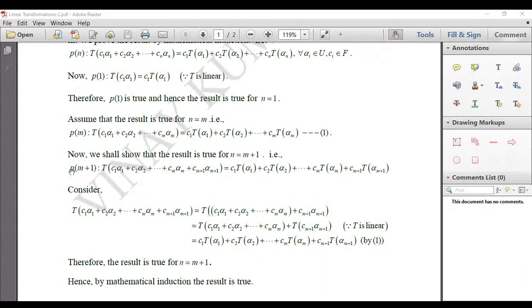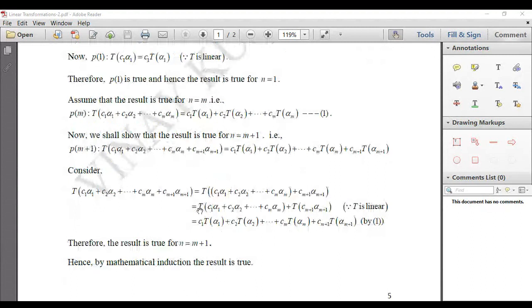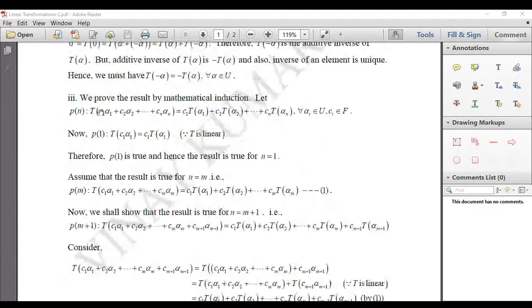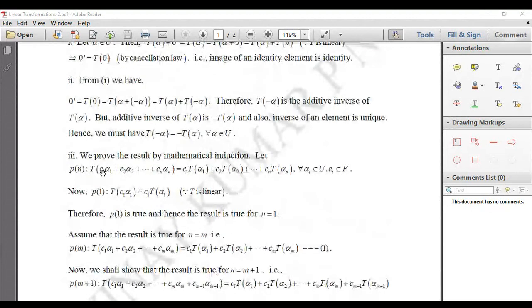Similarly, now we have proved P of m plus 1 is true. So I can use this one. So P of m plus 1 is true, implies P of m plus 2 is true. It goes on continuously. Therefore, this result is true for any n vectors. Hence, by mathematical induction, the result is true. That means what it is saying: if there is a linear combination of n vectors, you can write the scalars outside. Just write the image of each vector and sum.